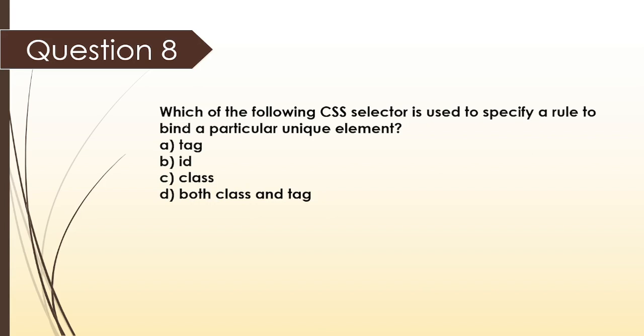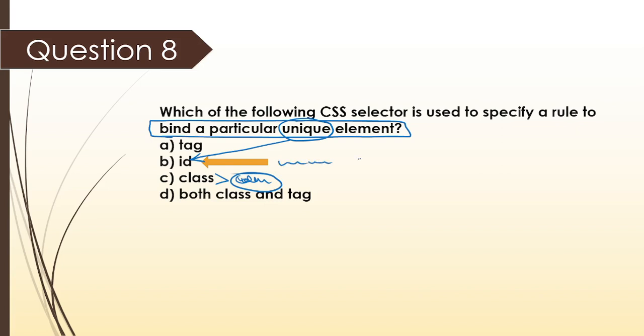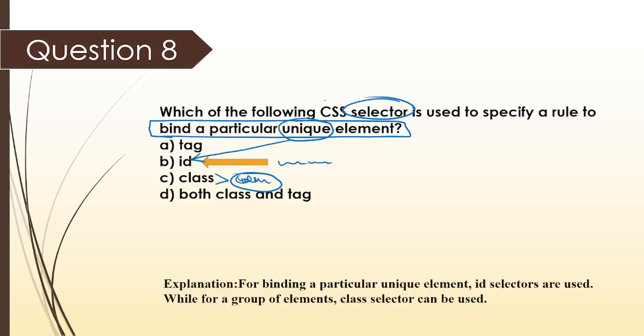Next is, which of the following CSS selectors is used to specify a rule to bind a particular unique element? Whenever we talk about a unique element, that means we are talking about ID only. So the correct answer is ID selector. When we talk about a collection of different elements, then we use the class selector. When we talk about a unique element, then use the CSS ID selector.